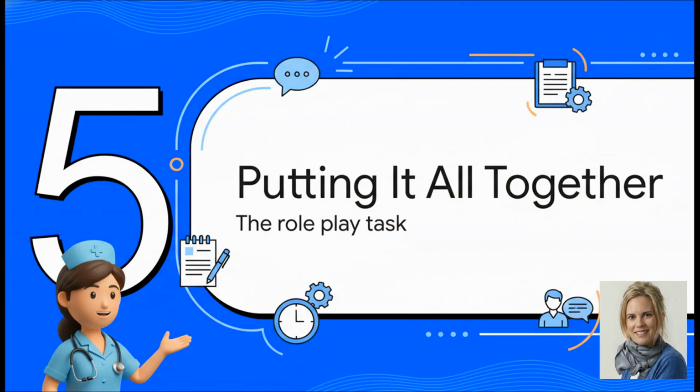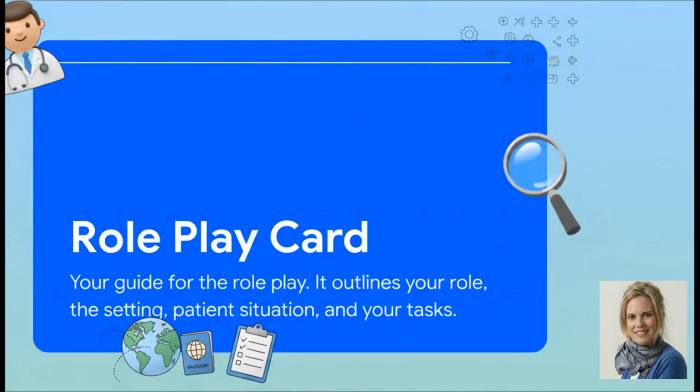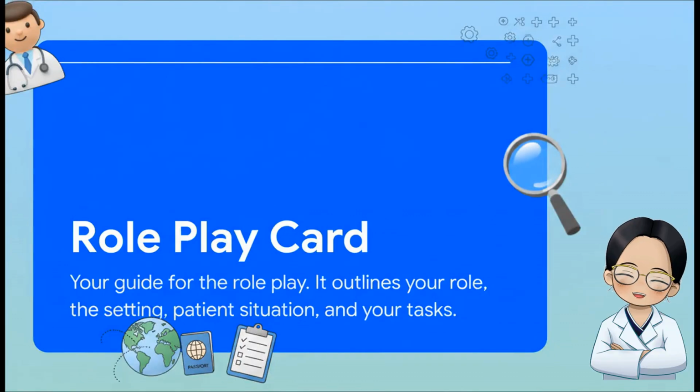Okay, let's put it all together. The role play card. We've talked about the format, the scoring, the tips. So how does it all come together? Well, it comes together with the role play cards. So before the two role players start, you're going to be given something called a role play card. Think of this card as your map for the conversation. It has absolutely everything you need to know for the next 5 minutes.